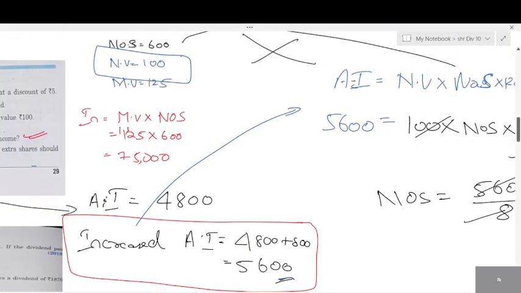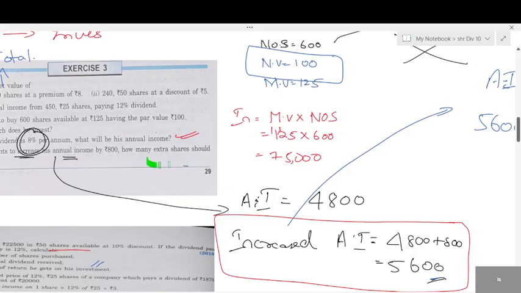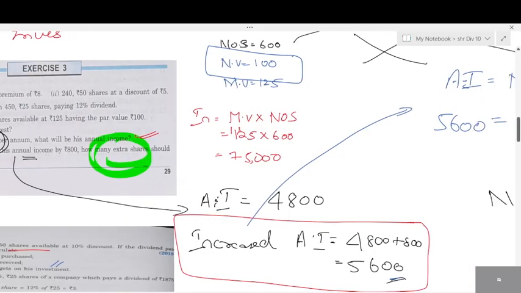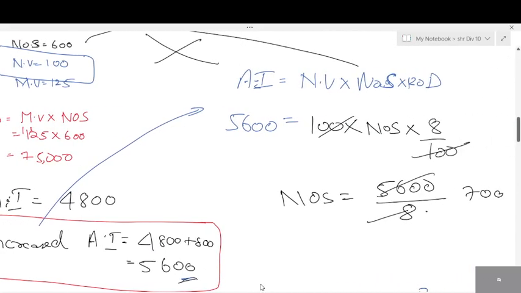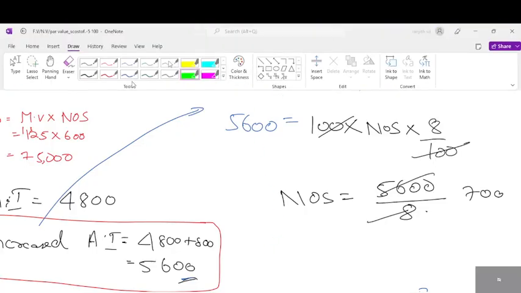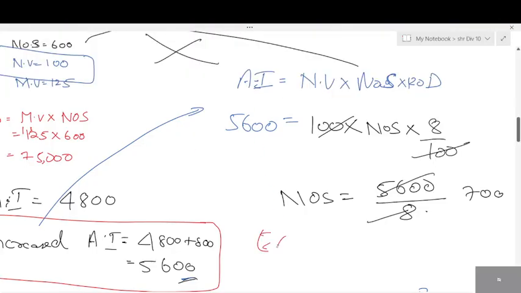What is asked here? How many? Not the total shares. How many extra shares? So from 600 to 700, what are the extra shares he has to purchase? Yes, that's it. Extra shares. If you write 700, it's wrong, students, you will get 0 for that. Extra shares is equal to 700 minus 600, which is 100.